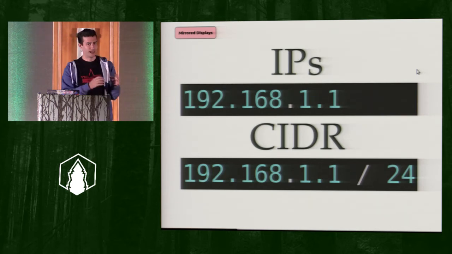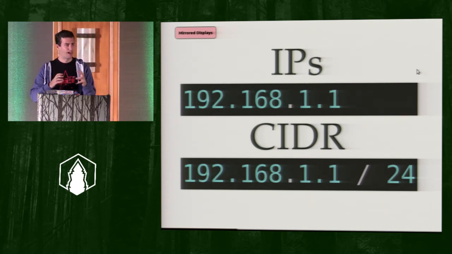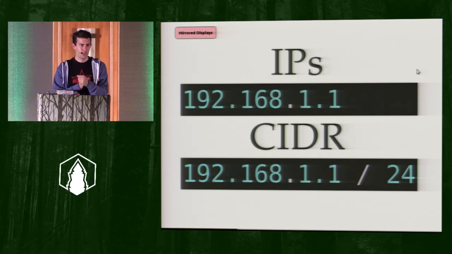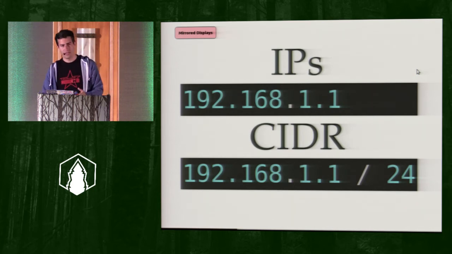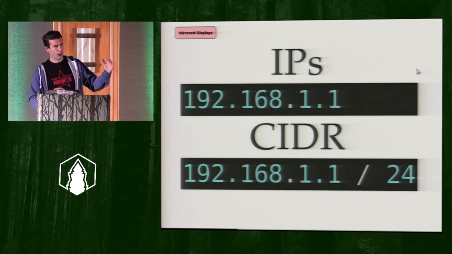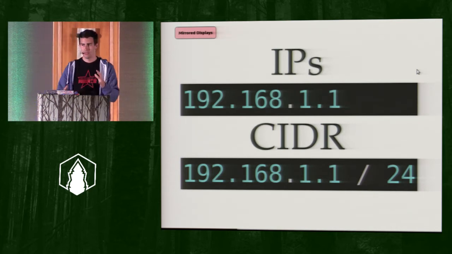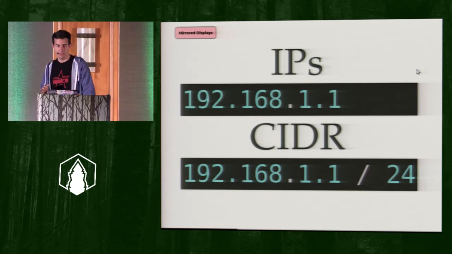But this last number is sort of specifying how much is owned by this organization versus how much it can give to its individual computers. So the 24 means the first 3 octets are part of this group of IPs, and we're talking about 256. But now I can have a /20 for a little bit more, or a /27 for a little bit less, and we have that ability to control that. And so that's how we actually allocate IPs today.